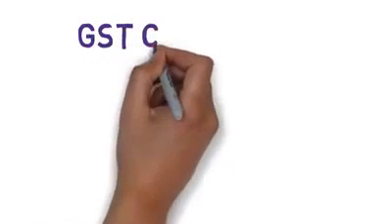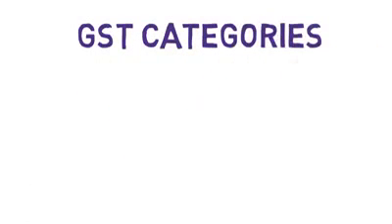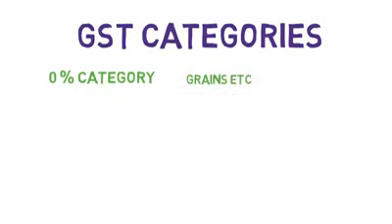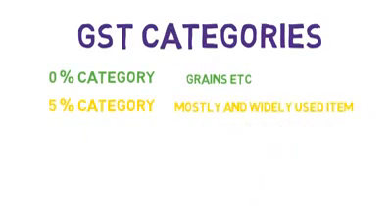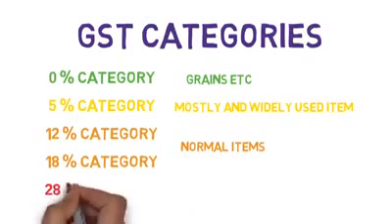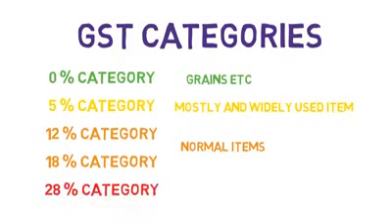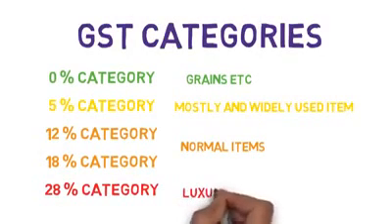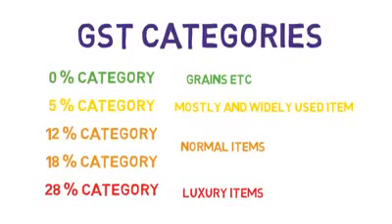We will also have 5 categories in GST in India. A 0% category, which will apply on food grains, etc. A 5% category, which will apply to mostly and widely used items. A 12 and 18% category, which will apply to items which are normally used. And a 28% category, which will apply on luxurious items.